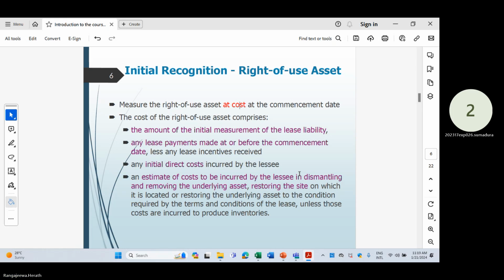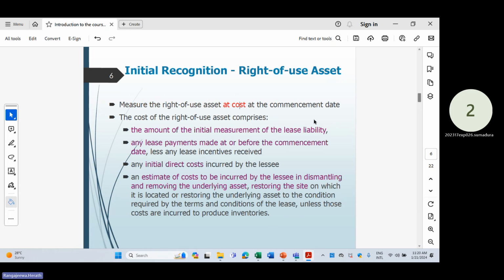In that case, if you are going to incur that cost maybe after 5 years, 10 years, you have to estimate that cost, discount it, and take the present value. That should be recognized as part of the cost of the asset: debit asset, credit liability provision. So that is applicable for PPE. Same rule applicable here if you have leased such an asset like plant and machinery. But in most cases, it is the initial amount of lease liability and initial deposit plus initial direct cost. This one is rarely applicable.